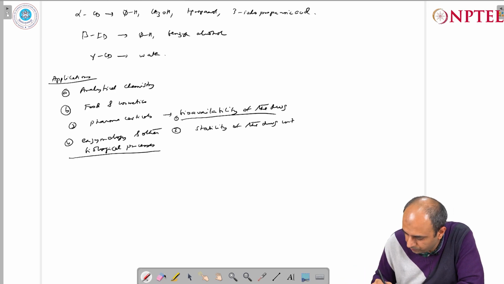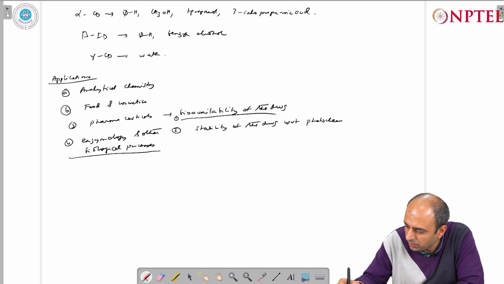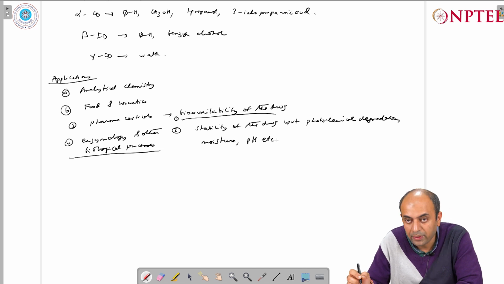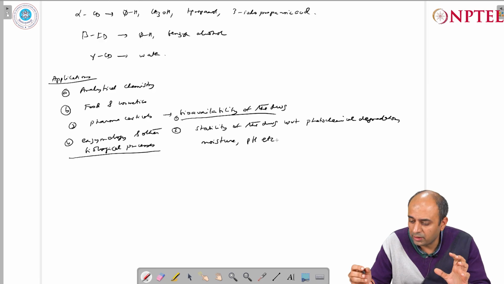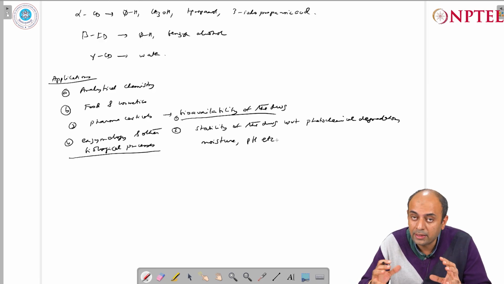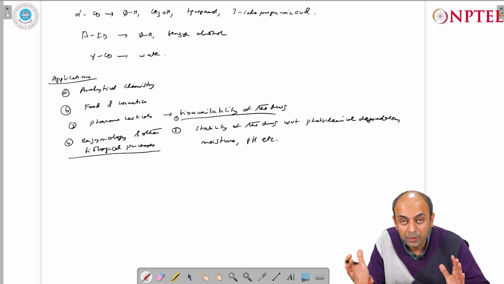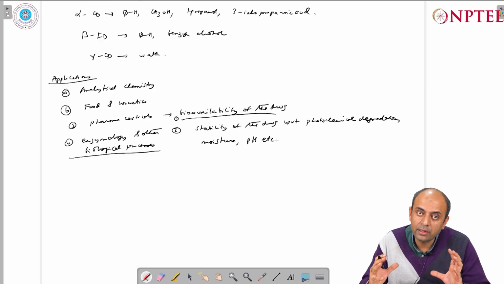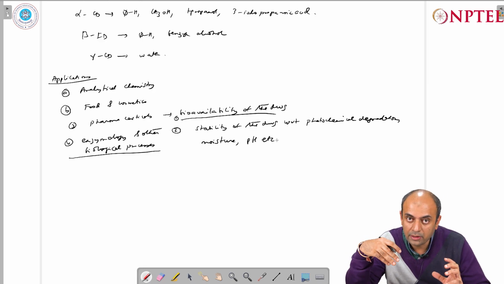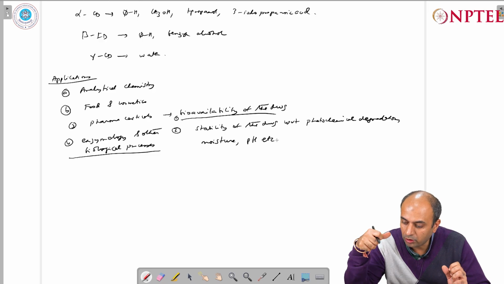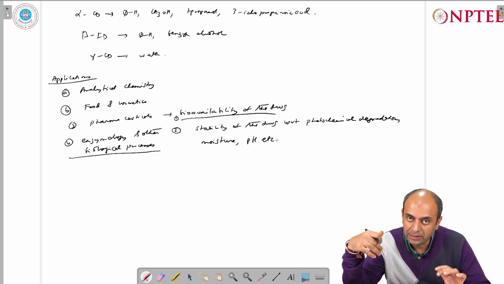with respect to photochemical degradation, moisture, pH, etc. Now, it is very important to keep in mind that the drug industry produces these drugs in large quantities, and these are also transported from one place to another. Now, these are very sensitive. It can happen that the drug is very sensitive to light, it is very sensitive to moisture, it can take up water, and it is also sensitive to acidic or basic conditions.